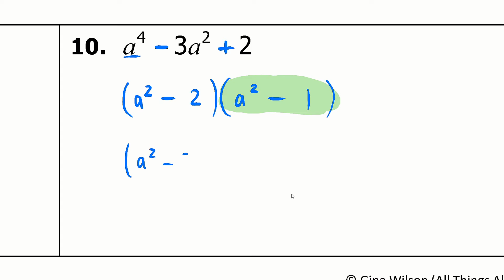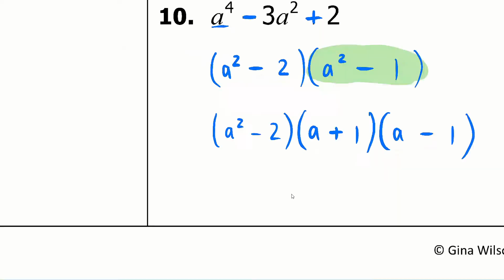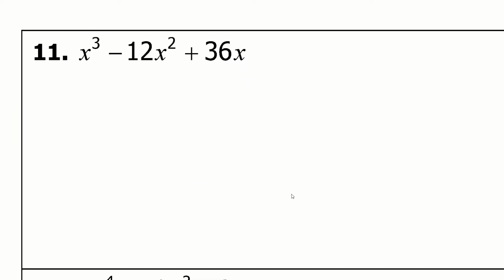So we have a squared minus 2 times, this is going to turn into two binomials. So that's a, 1, 1. What's the rule? Plus, minus. Done. Number 10. Oh, flip it over. Let's go to the back to number 11.